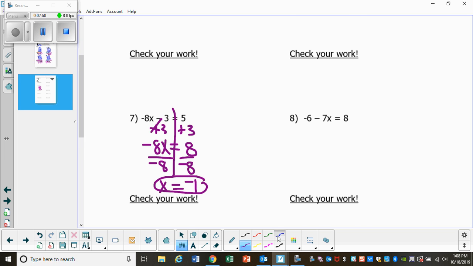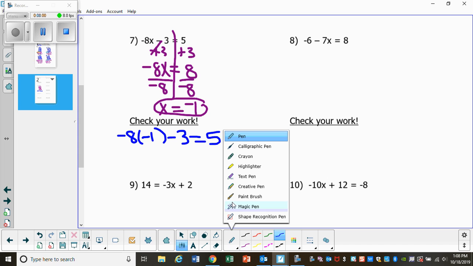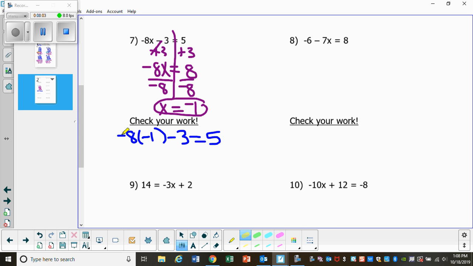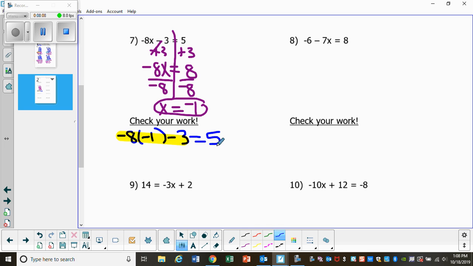Next thing we want to do is check our work. So we've got negative 8 times negative 1. Remember, we plug it in using parentheses, just like substitution. And then we follow PEMDAS. So we want this entire left side, after we follow PEMDAS, to equal 5. So PEMDAS says to multiply first. So we're going to do negative 8 times negative 1 first, which is 8. And then 8 minus 3 next, which is 5. And so since 5 equals 5, this works. Okay? Remember, if you forget the steps, they're on the first side of the notes.